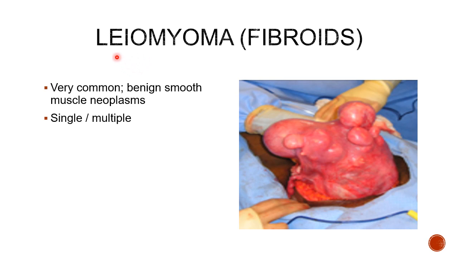Next, we will talk about another common tumor occurring within the uterus, which is leiomyoma, or also known in layman's term as fibroids. This is very common. It is a benign smooth muscle neoplasm arising from the myometrial wall. And they can be single or they can be multiple, like you can see in this image here, which has significantly distorted and caused enlargement of the uterus.